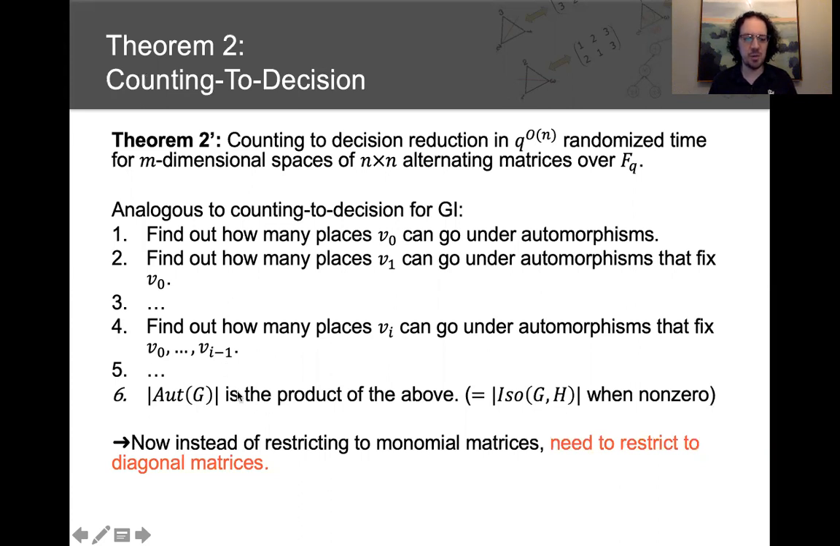And then the size of the automorphism group of G will be the product of all of these numbers. And this will be equal to the number of isomorphisms between G and H whenever that number is non-zero.